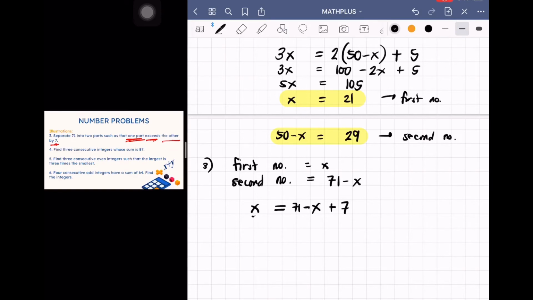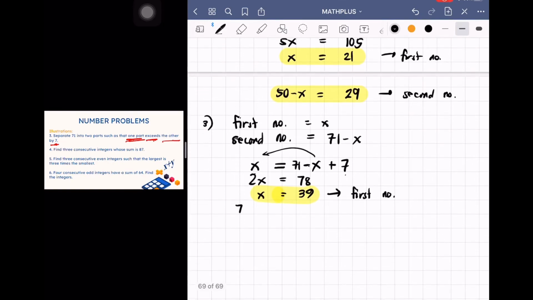If we solve this, we transpose the unknown on the left side, you get 2x for that, equal to 71 plus 7, you get 78. Dividing both sides by 2, you get x equivalent to 39. So if x is 39, that's our first number. We can solve for the second number, that's 71 minus x. And that's 71 minus 39, so we get 32. That's our second number.